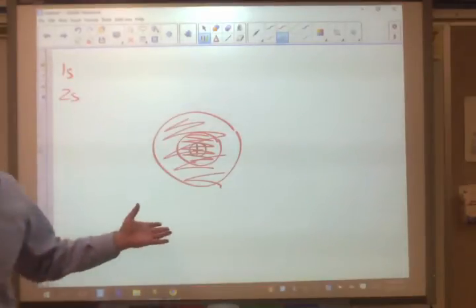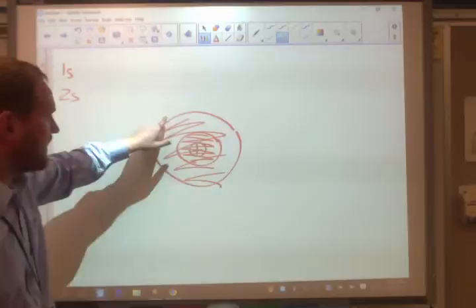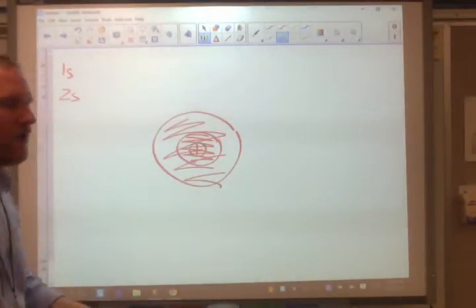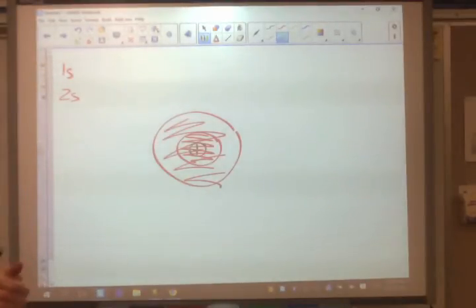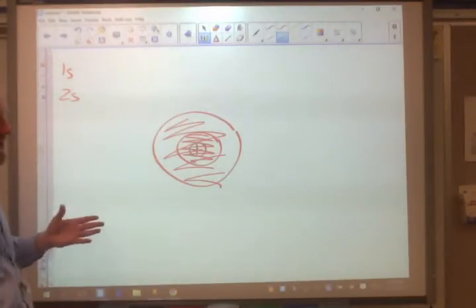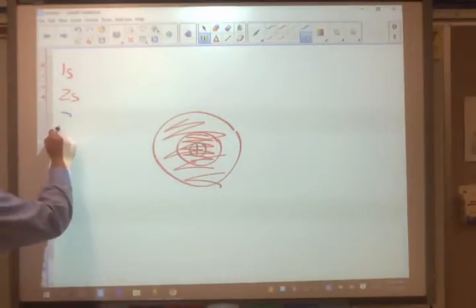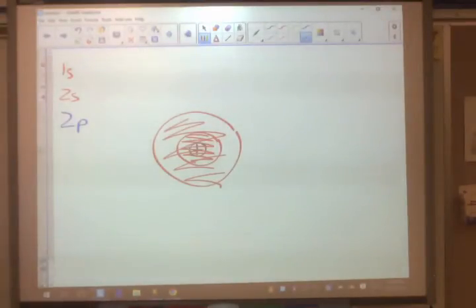Now it looks like I'm drawing the Bohr model here, but I'm not. I'm not trying to show the electrons as stuck on the outside rings. They're flowing throughout those two spheres. The next 6 electrons are located in 3 p orbitals. So I do these in a different color. 2p, because we're still at level 2.